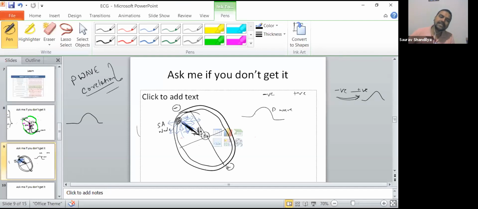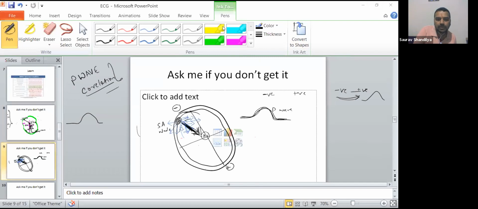Because SA node to AV node, it has come, but how? Does it come directly? No, current has gone everywhere, so it has contracted the atrium. Now the resultant vector is very strong, and you can see there is a negative electrode here and a positive electrode here. From negative to positive, so it is a positive deflection. On the graph paper, you find the P wave as a positive deflection. Is there any question? Please ask me. Okay, I think you all understood this. The current flows from negative to positive, and then you have a P wave recorded positive.